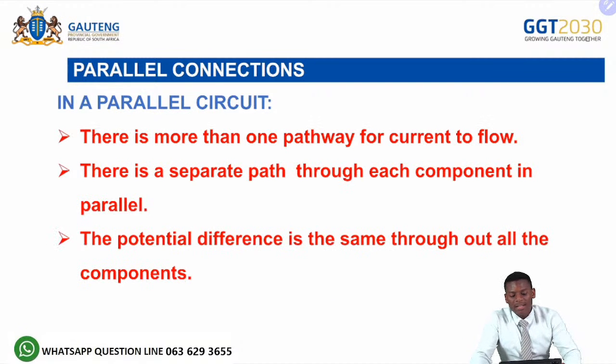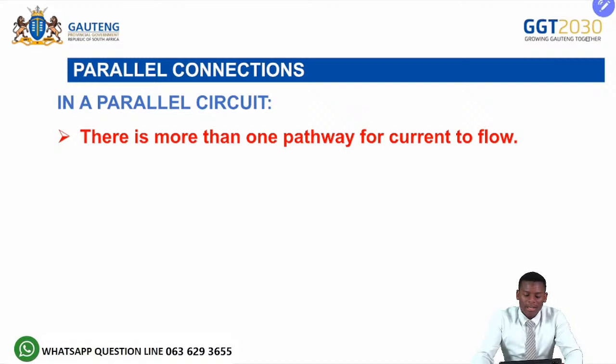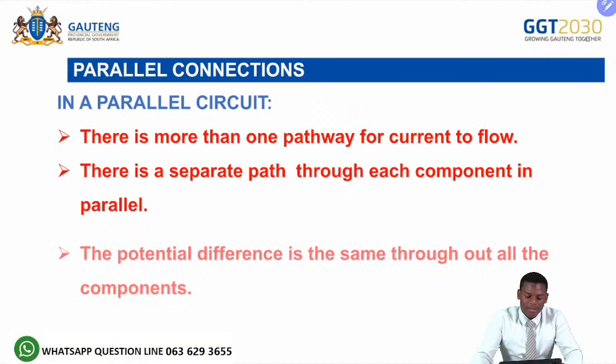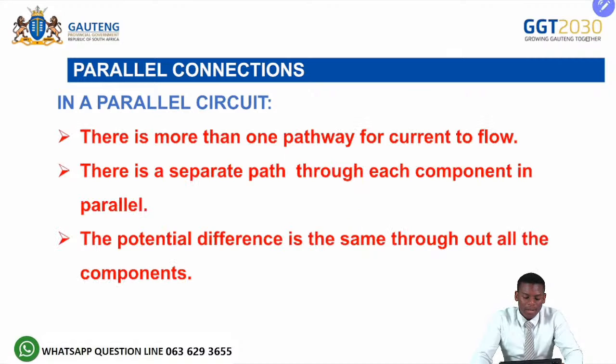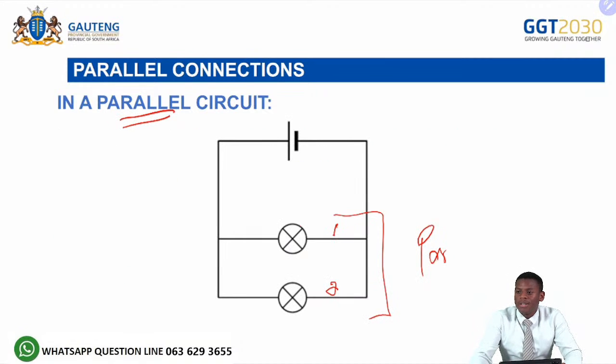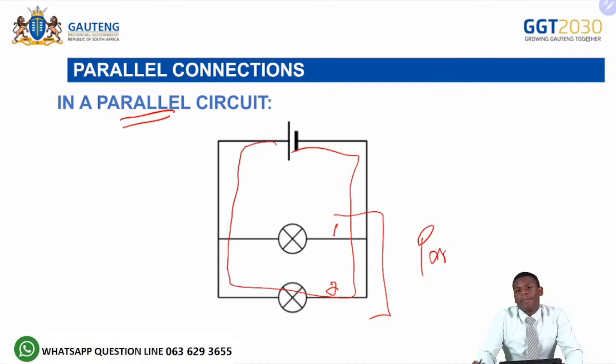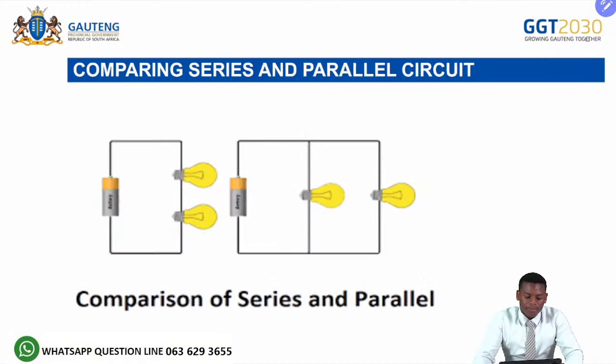Another point says there is a separate path through each component in parallel. As you can see, there are 2 paths in our diagram. And the last point says the potential difference is the same throughout all the components. What do they mean by the potential difference? They mean the voltage. It's the same throughout the whole circuit. All right, we move on.